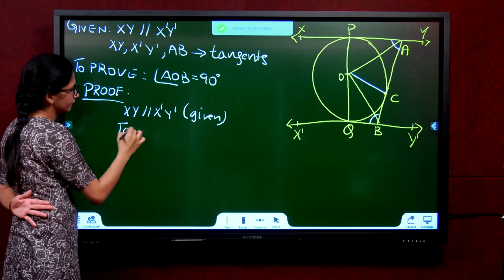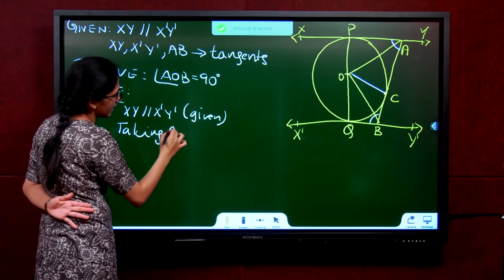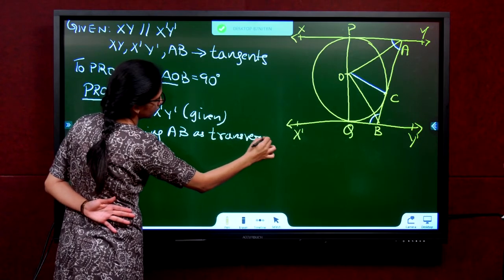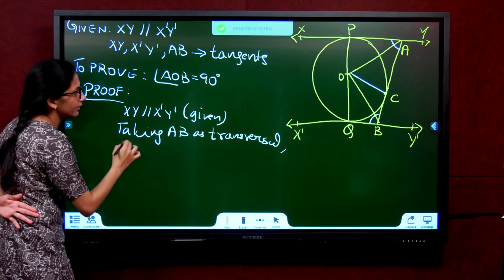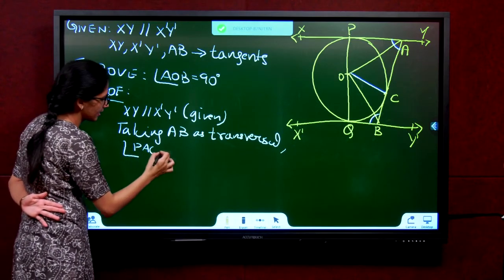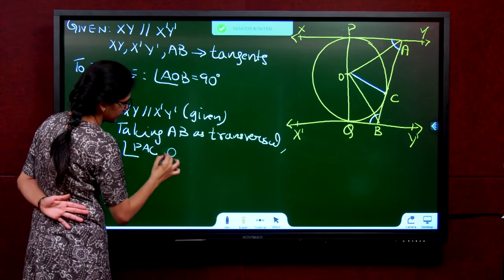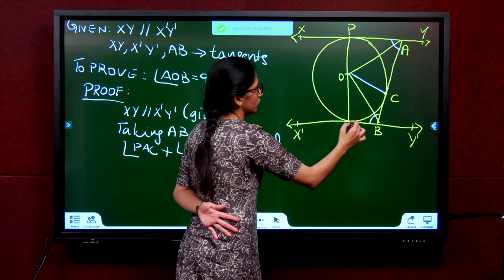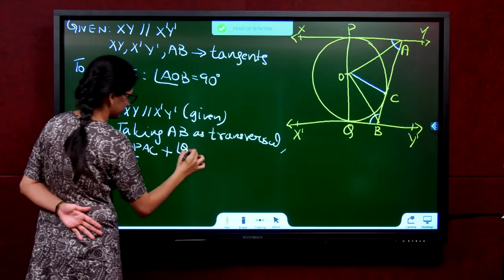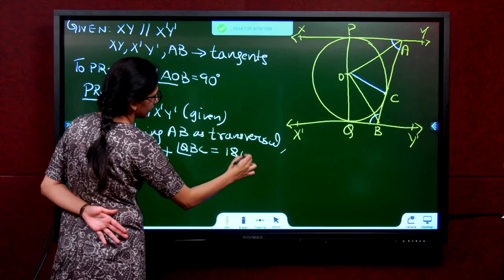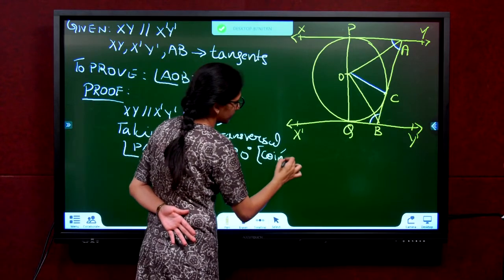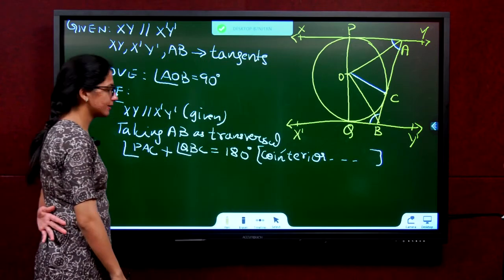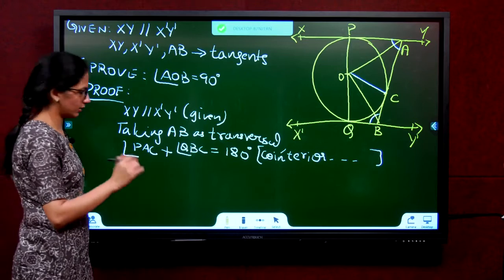So taking AB as a transversal, angle PAC plus angle QBC is equal to 180 degrees. Why? Co-interior angles are supplementary. Co-interior angles are supplementary. They are not equal.